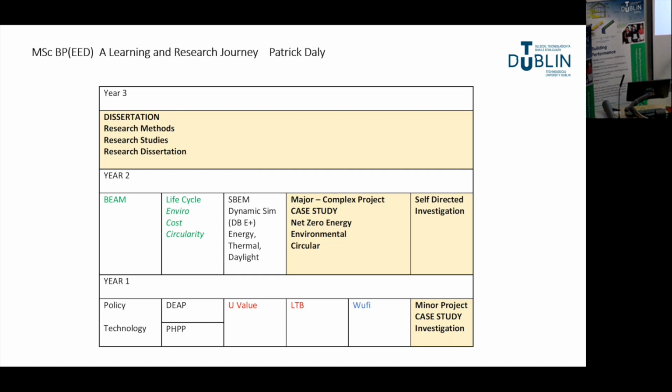So there's year one, policy and technology, the domestic energy analysis tools, the thermal and the moisture. And then we've added in last year for the first time a mini project, which is a type of research really. The students are given questions to answer, and I know they're not investigating third party literature, but they are investigating questions of how do I achieve NZ in a particular case.